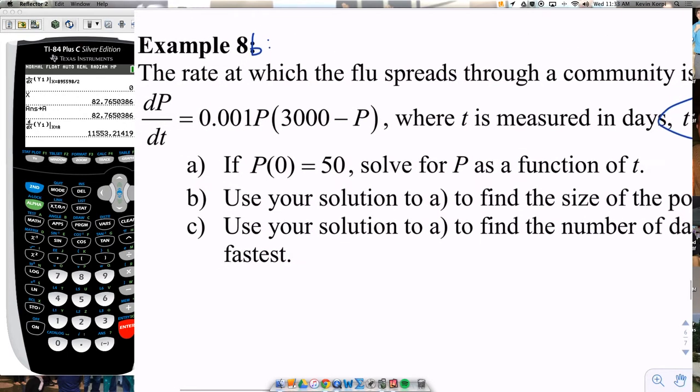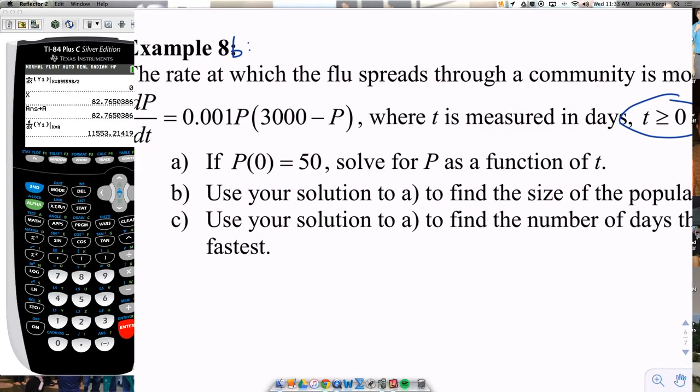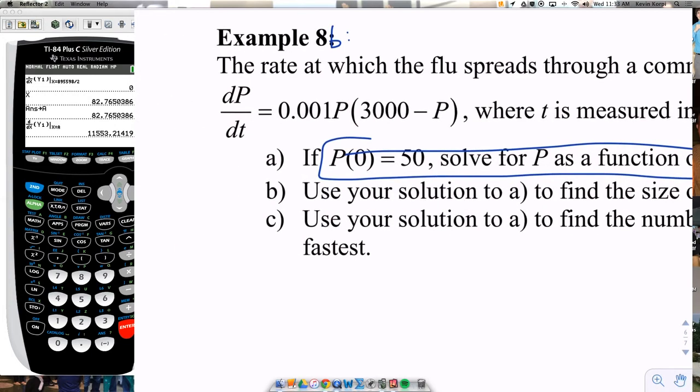So it says if P of 0 equals 50, solve for P as a function of t. Uh-oh. Solve for P as a function of t. So that means to find the particular solution, doesn't it? Do we need to show the separation of variables and do all the integration over again? No. The dy/dt equals k times y and the logistic are the two that you can go straight to the general solution.